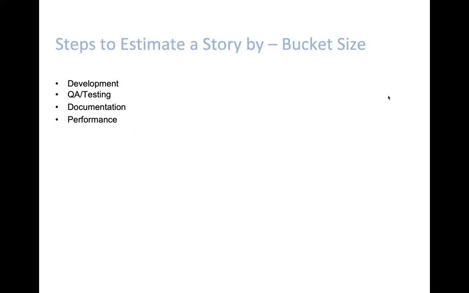Another method is bucket size. This is good when the team is cross-functional. The Scrum team has a development team, QA and testing team members, a documentation person, a performance team, and they provide their own estimations. For development, we need this many story points. For QA and testing, we need this many story points, and for documentation and performance, we need this much time. We add all those story points together and showcase to the product owner that we need this many units to develop the entire feature.